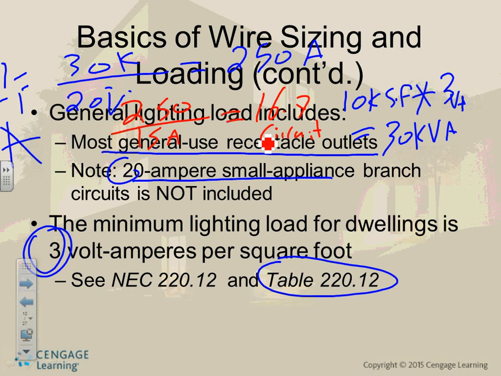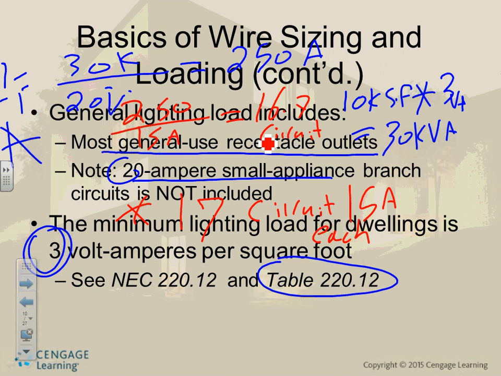Now, they don't make 16.7 circuits, so what would that be? This is the number of circuits, not the size of the circuit, I'm sorry. So that would be 17 circuits, 15 amp each. Can you guys see how they do the math? Very simple. You take the square foot, multiply by 3, divide by 120 because the voltage is 120, then divide again by 15 because the circuit rating is 15. So my friend Brandon is going to have 17 circuits, 15 amp each, to feed the following.